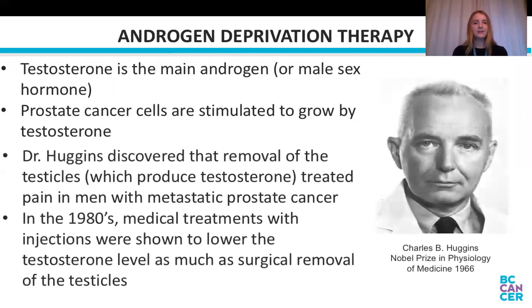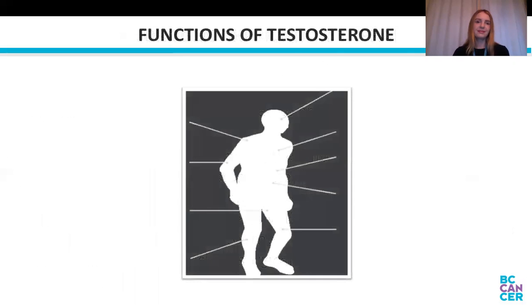In the 1940s, Dr. Huggins discovered that by removing the testes, men with prostate cancer were living longer and had decreased pain from their disease. And that's what prompted the discovery of medical treatments, such as injections, that can lower the testosterone level as much as surgical removal of the testes.